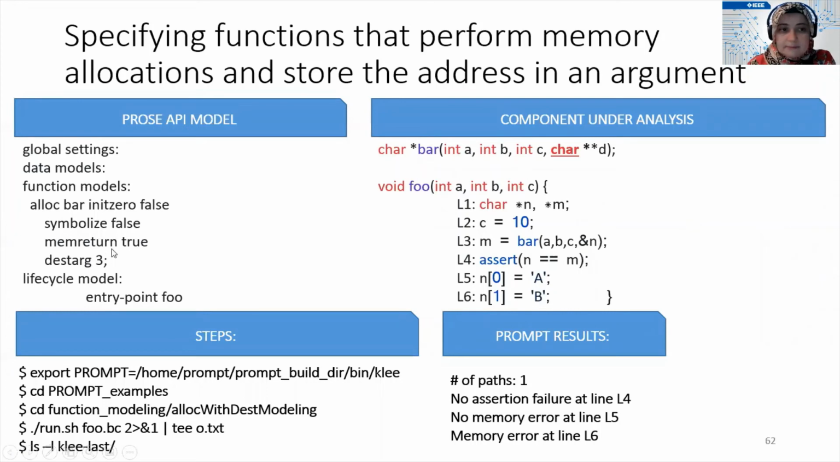Another way of modeling allocation functions is designating one of the arguments as a destination for the address of the allocated memory. In this case, we want to say that bar creates some memory and stores the address in D. We can do this again with the alloc keyword and use dest arg. This says the fourth argument is the destination argument. And if we still want the function to return the address of the allocated memory, we can use mem return true.